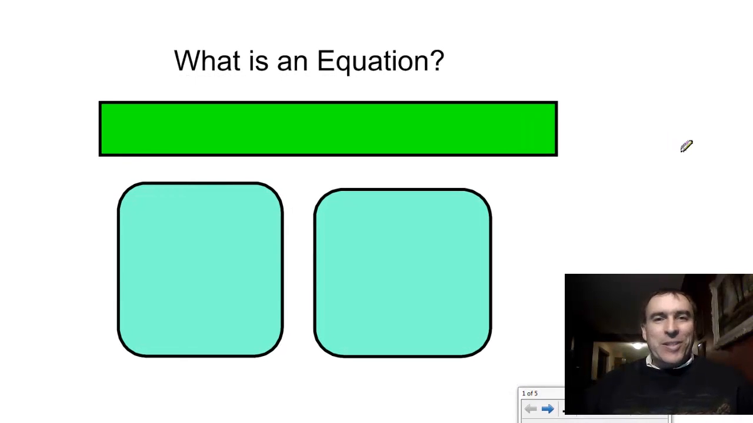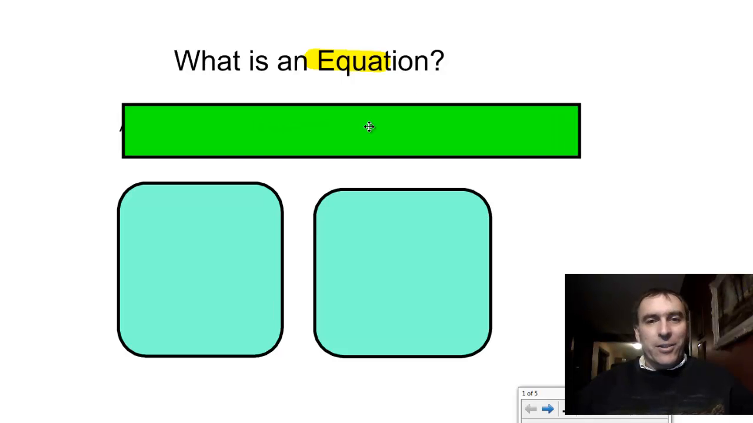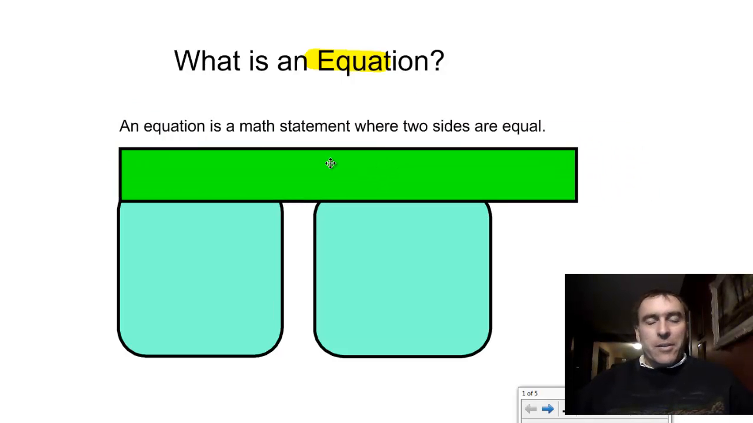Hey, grade 6s, we're talking about equations and solving equations. If you look at the word itself, it sort of tells you what it is. Look at this part of it. The first part looks like "equal," and that's what an equation is. So if we look at our definition, an equation is a math statement where two sides are equal.